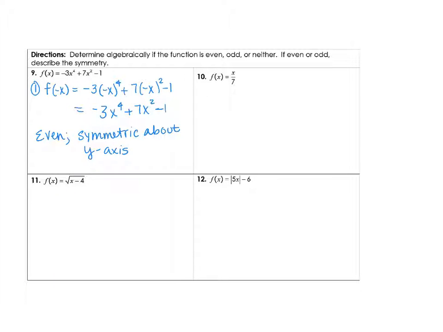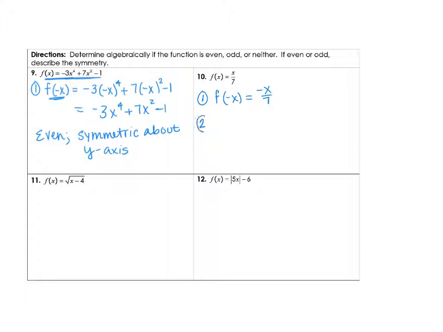And again, that's because once we plugged in, we got back the original function. Now, number 10, we are still going to start. Our first step is always the same. You need to evaluate f at negative x, and that's going to give us negative x over 7, which is not the original, so we know it's not even.